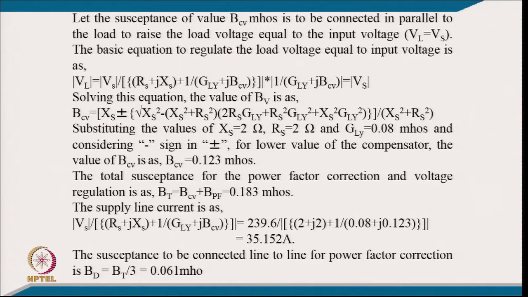So, let the susceptance of the value BCV mho be connected in parallel to the load to raise the voltage equal to the input voltage for voltage regulation, zero voltage regulation, VL equal to Vs. The basic equation to regulate the load voltage equal to the source voltage is that VL magnitude should be equal to the Vs magnitude, and VL magnitude we can calculate of course by finding the current and then multiplying by the load impedance along with the compensator which we have already put in.